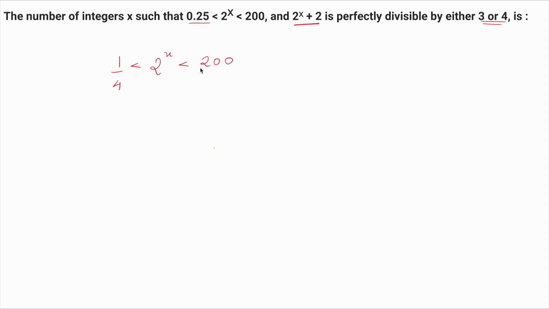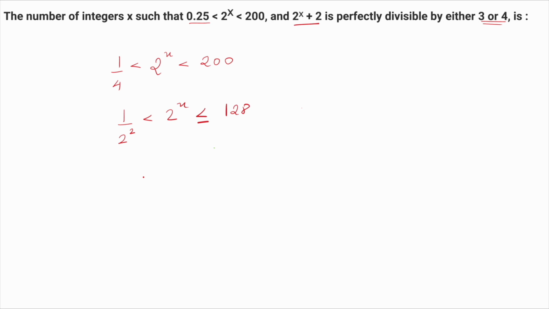Let's start with the first condition first. 1 by 4 is less than 2 raised to x is less than 200. We can write 1 by 4 as 1 by 2 raised to 2, less than 2 raised to x, which is less than 200. Now x being an integer, I want a power of 2 just less than 200. It will be 128. So 2 raised to x is less than or equal to 128. If you go beyond this, the next power of 2 is 256. It will exceed 200. So the greatest value on the right hand side will be 128 here.